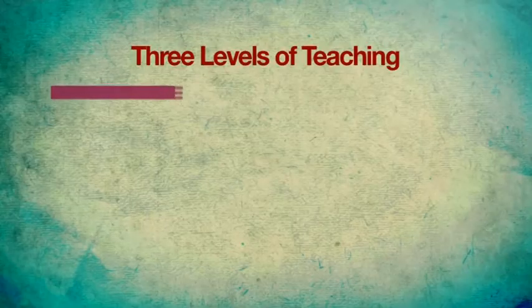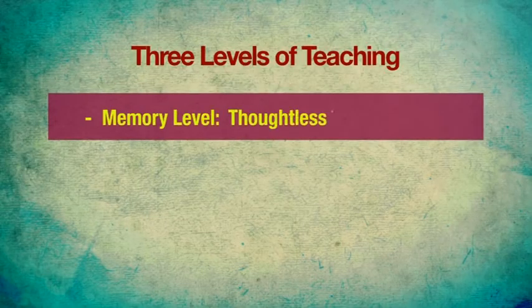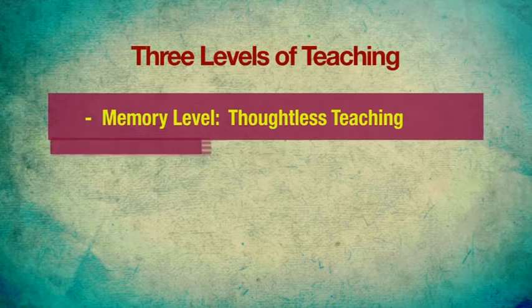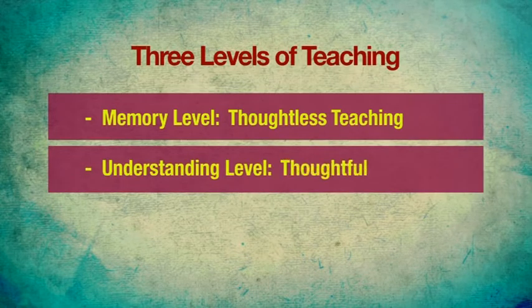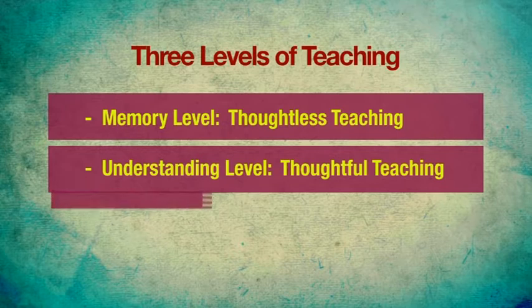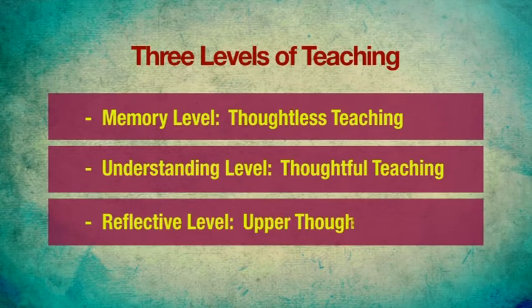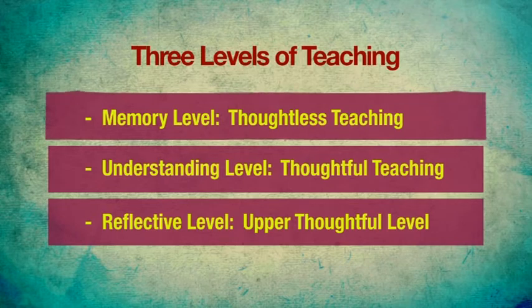Thus, teachers teach students at 3 levels, keeping in mind the developmental stages of the learners so that the desired educational objectives can be achieved. Bigge and Hunt in 1967 have identified 3 levels of teaching. They are: number 1, memory level or thoughtless teaching; number 2, understanding level or thoughtful teaching; number 3, reflective level or upper thoughtful level.